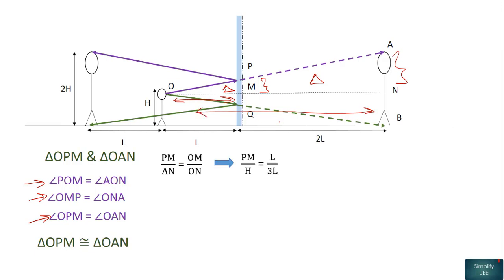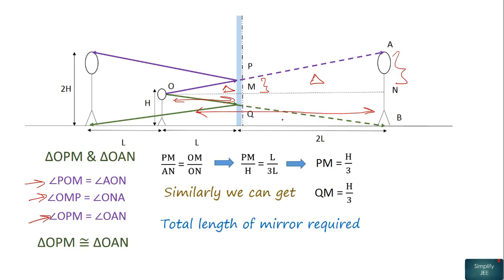I can write PM upon h equal to L upon 3L, and solving this I can get PM as equal to h by 3, and similarly we can get QM equal to h by 3 too. Hence the total length of the mirror required for the child to see the image of the father will be equal to PM plus QM, that is 2h by 3.